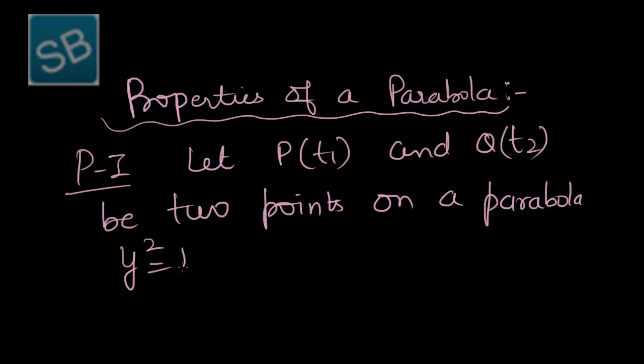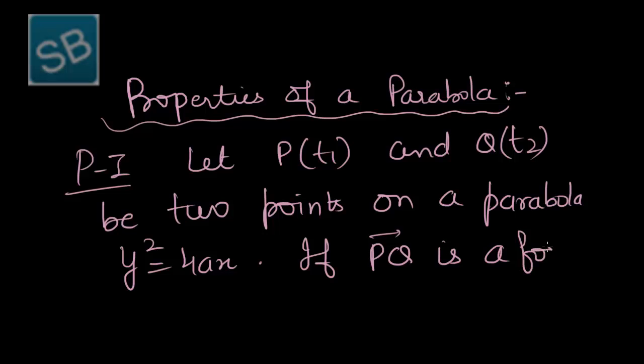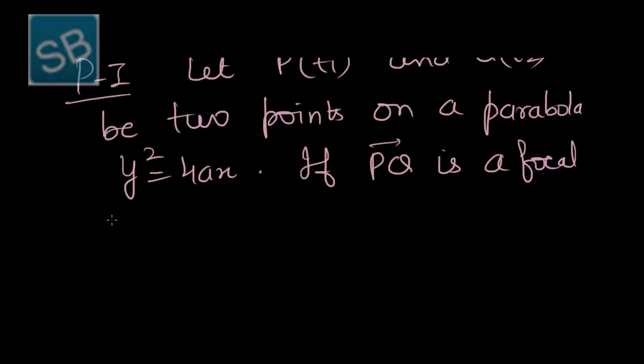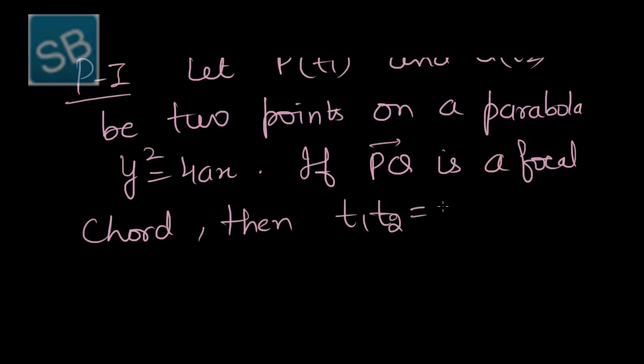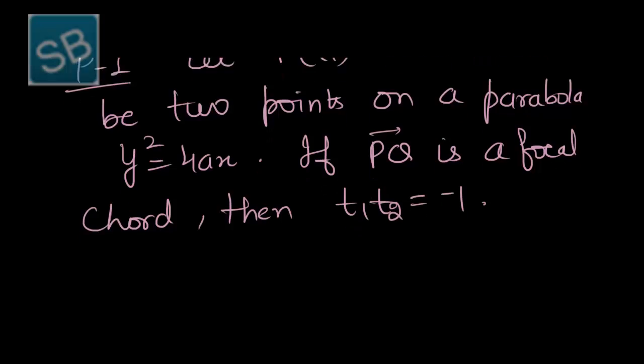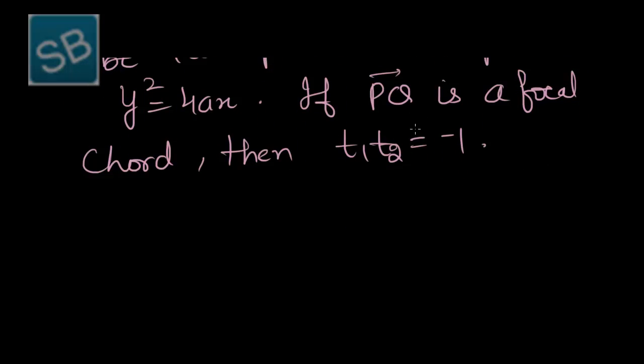y square is equal to 4ax, and if PQ is a focal chord, then t1 t2 is equal to minus 1. Now we have to prove this. If this property holds, then we can use this concept. If P and Q are 2 points in parametric equation form and PQ is a focal chord, then t1 t2 product will be minus 1.